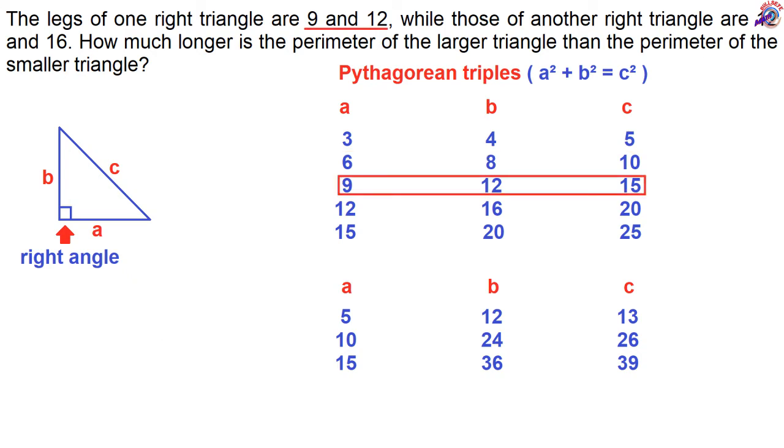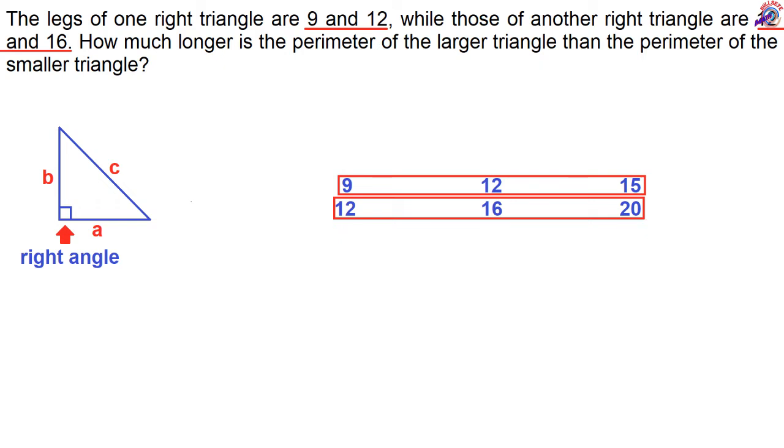So here in our problem, we are given these numbers 9 and 12. If we remember these triples, we can easily say that the third side is 15. Likewise with the other triangle, we have 12 and 16, so we can say that the third side is 20. So we're going to get this information.